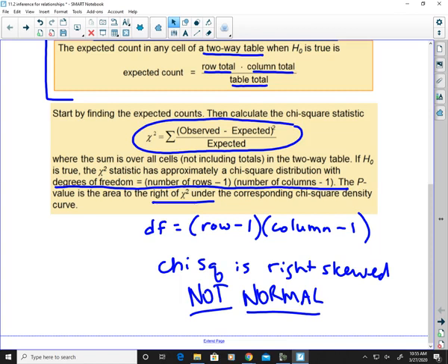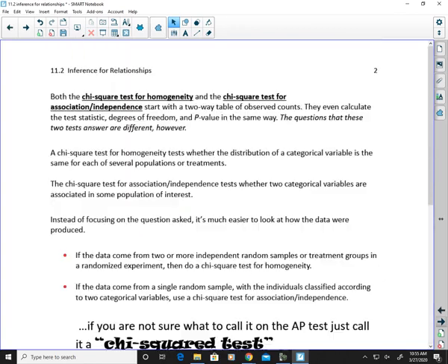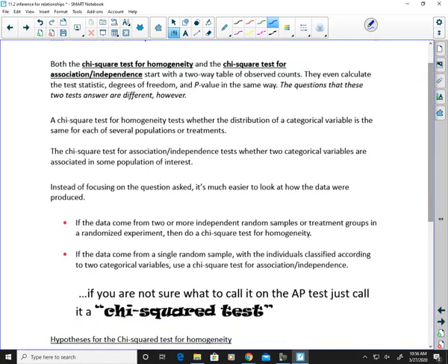Okay, so first, why don't we try to figure out how to identify which type of test it is. If you're doing a chi-squared on the AP test and you are not absolutely sure whether you had homogeneity or association independence, then just call it a chi-squared test, because you would rather say less and be correct than say more and be wrong.